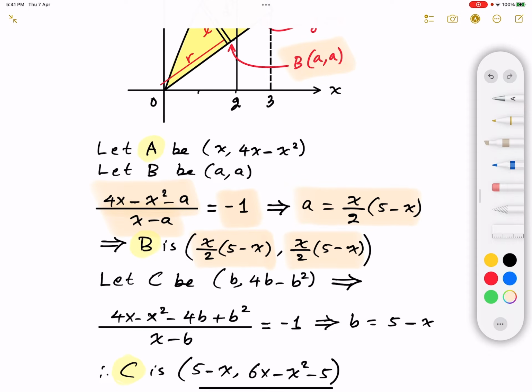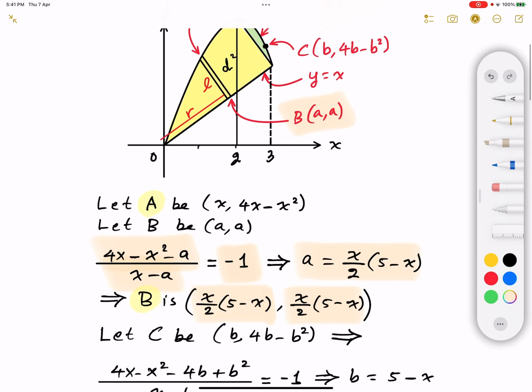Now, why are we calculating the coordinates of A and B? Because we want to calculate for L, which is basically the length of the radius of the disk. Actually, when this slice revolves around y equals x, it's going to form a disk whose radius is L. So we need d squared. Okay, so d, and we need to calculate for d squared.